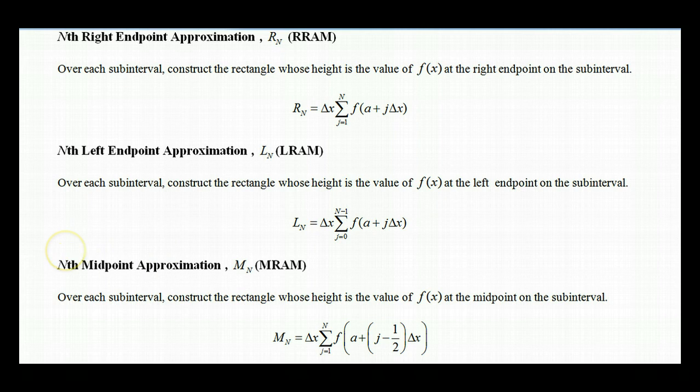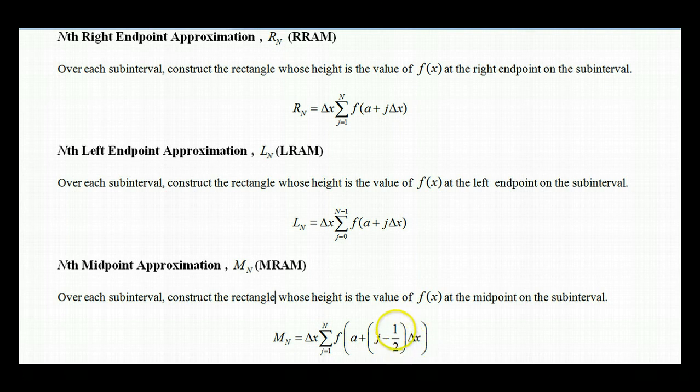The last one is the midpoint approximation. We didn't go through the process of constructing the midpoint approximation, but we will look at it in the next example. So the nth midpoint approximation, or M sub n, or MRAM, means that over each subinterval we construct the rectangle whose height is the value of the function at the midpoint on the subinterval. The formula looks a little bit more complicated. The formula is delta x, the sum from j equals 1 to n of f of a plus j minus a half times delta x.